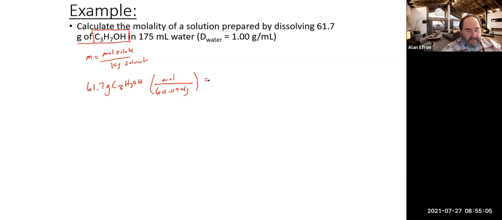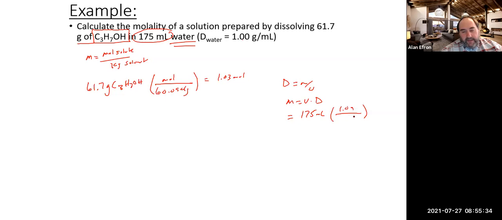And if we do that there, we get 1.03 moles. Water is our solvent, but it is in milliliters, and we do have the density. So density is mass divided by volume, which means that mass would be volume times density. In this case, 175 milliliters times our 1 gram per milliliter means we have 175 grams of water, which is our solvent.